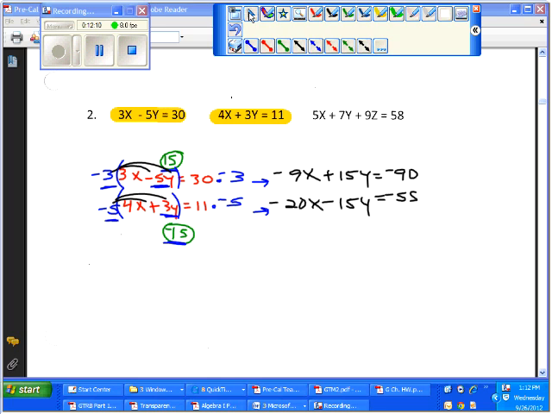So we have created additive inverse y's. So now we can combine, and the y's are eliminated. So we get negative 29x, when you add or subtract with the same sign you add and take the common sign, is equal to negative 145.